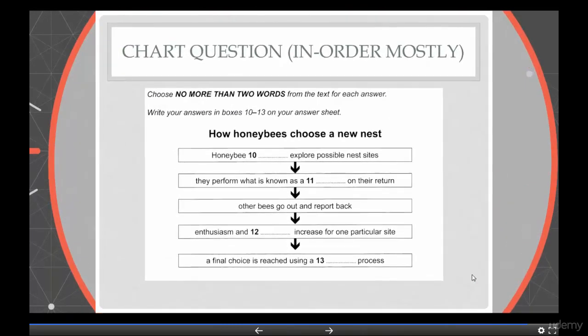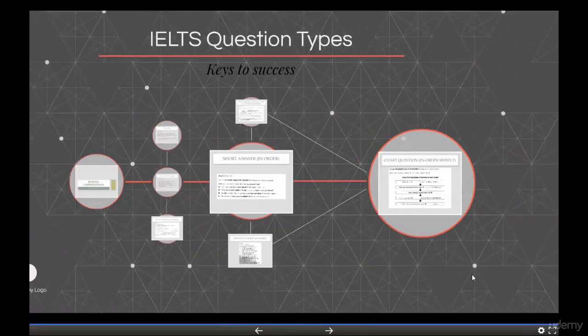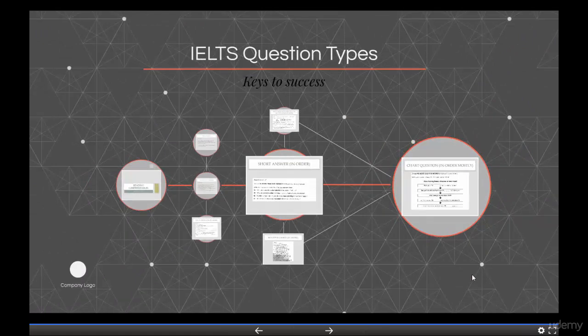And then we have our chart question. Your chart question goes in order most of the time. I haven't seen it where it does not go in order. This is a flow chart here we're looking at, and we can tell because of the arrows pointing down or arrows pointing sideways that this question is going to go in order. All right, so those are our IELTS question types, and it's really important that you know them.